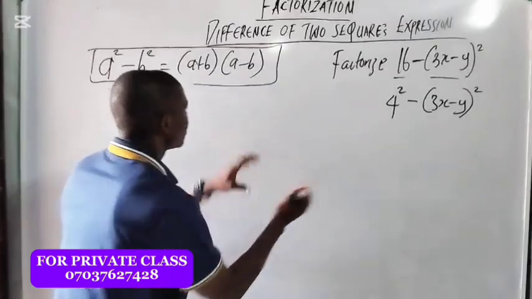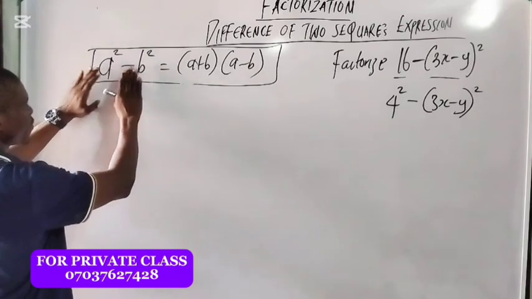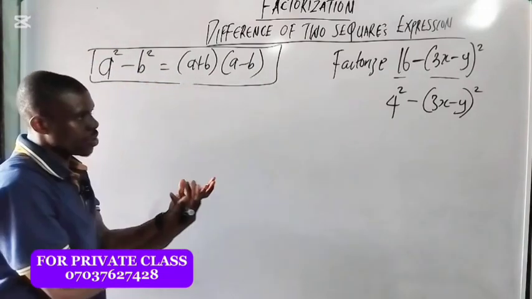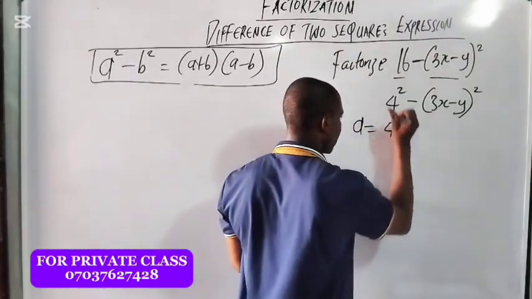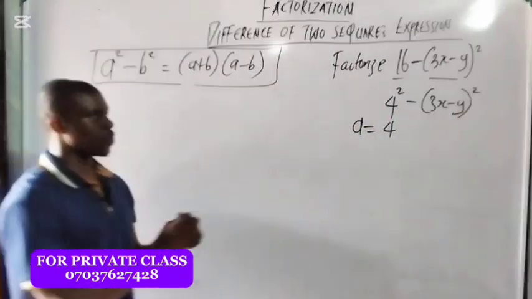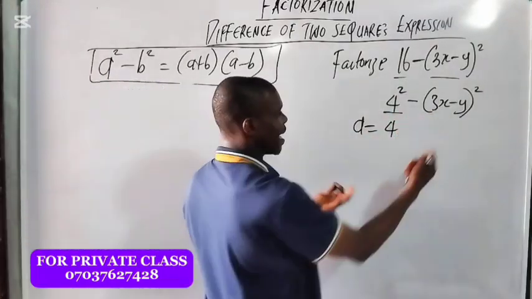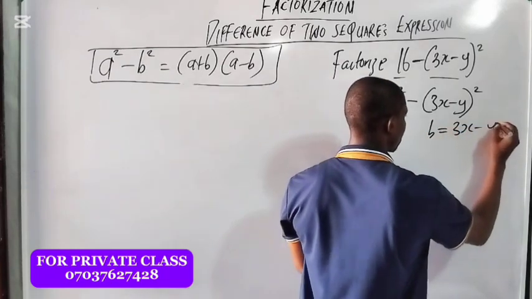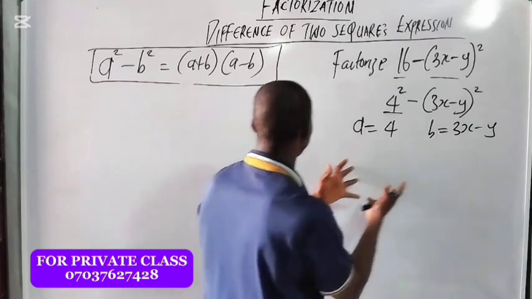Now this is the formula for the difference of two squares here. a squared minus b squared equals a plus b, a minus b. So what I want to do here, my a is going to be 4, which is this guy. Then my b is going to be 3x minus y. So b equals 3x minus y. Hope you understand. So what you want to do here is to plug everything in.